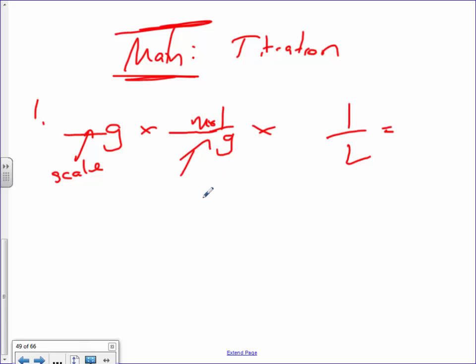Then you want moles over grams. Where's this number coming from? Yeah, it's the molar mass. Now, in the example I did, it was 40, but I don't want to write in that it's 40, because what if we didn't use sodium hydroxide? You'd have to change the molar mass.